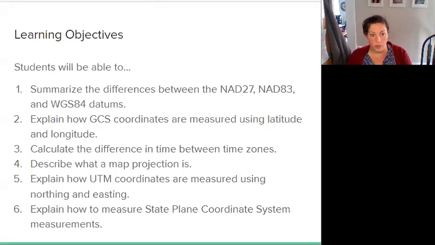So this week, we're going to talk about the differences between different datums, explain how coordinate systems are measured using latitude and longitude, calculate the difference. We're actually not going to calculate the difference in time zones. Your book goes over that pretty well. We are going to talk a lot about projections.